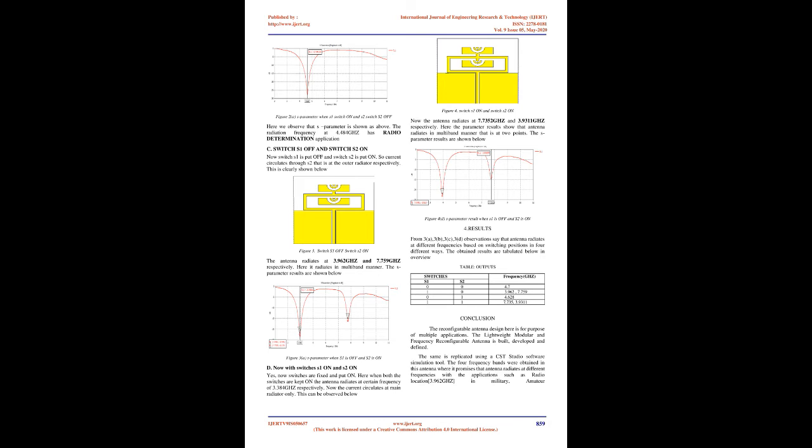Here switch S1 is kept on and switch S2 is kept off, which is shown below. Figure 2. Switch S1 on and switch S2 off. When switch S1 is on and switch S2 is off the current radiates in the inner radiator and radiates at a frequency of 4.628 GHz. Figure 2A, S parameter when switch S1 is on and switch S2 is off. Now the antenna radiates at 7.7352 GHz and 3.9311 GHz. Here we observe the S parameter as shown above.